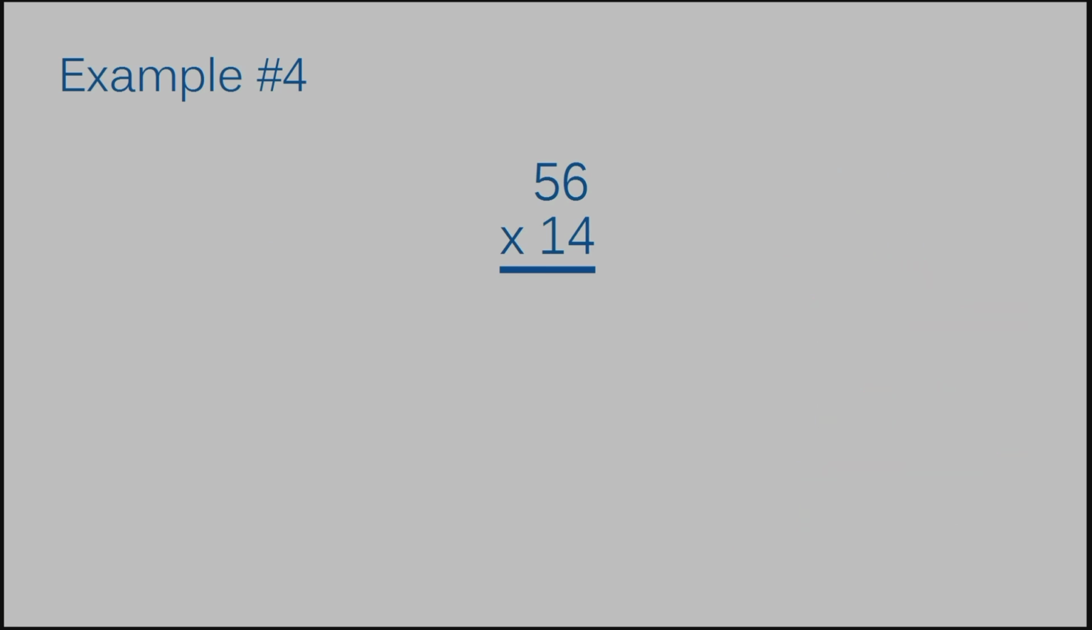Example number 4. They've helped us out. They've already stacked the number up. That's great. We don't have to worry about stacking the number up. Okay, we have 56 times 14. Remember, we're going to start with our 4, multiply by 6, take that 4, multiply by 5. Let's do it. 4 times 6 is 24. I cannot write a 2-digit number in my single-digit space, so I'm only going to write the 4, and the 2 gets carried. Now I'm going to multiply 4 times 5 and get 20, add 2, and I have 22.